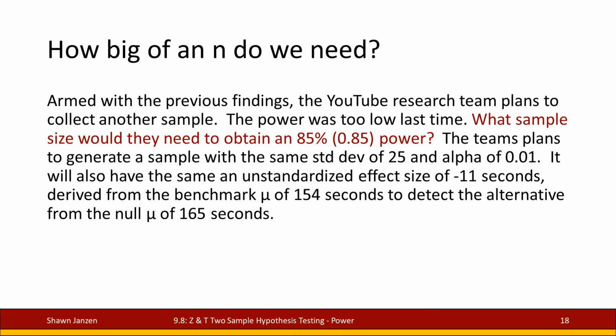So alarmed with the previous findings, the YouTube research team plans to collect another sample. The power was too low last time, it was 18%. So what sample size would they need to obtain an 85% or 0.85 power? The team plans to generate a sample with the same deviation of 25, alpha of 0.01, and it's also going to have an unstandardized effect size of negative 11 seconds. This is derived from the benchmark where we found a potential mean at 154 and detected an alternative mean with it. That was 11 seconds.